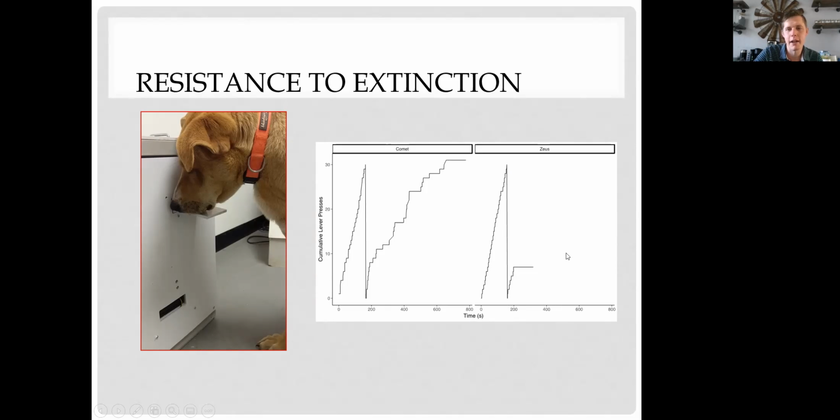Interestingly, we found that this pattern, the Zeus pattern here, was actually the dogs that were most apt to learning the odor detection task. And we think it's perhaps because Zeus here is much more sensitive to identifying what the reinforcement contingency is in effect. In other words, he was much more quickly able to recognize that I'm not going to get anything, whereas Comet, it appears that it took him much longer to try and recognize whether he was going to find something or not.